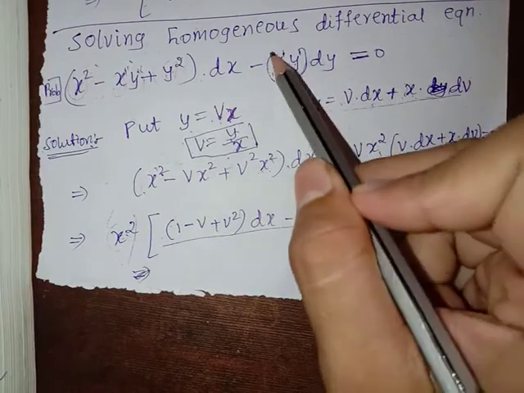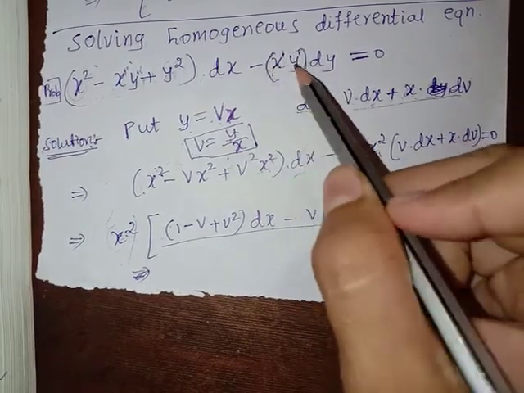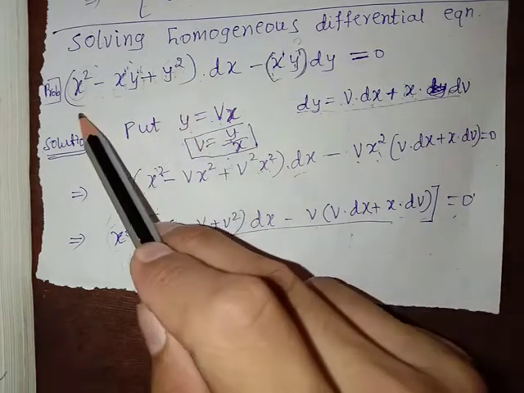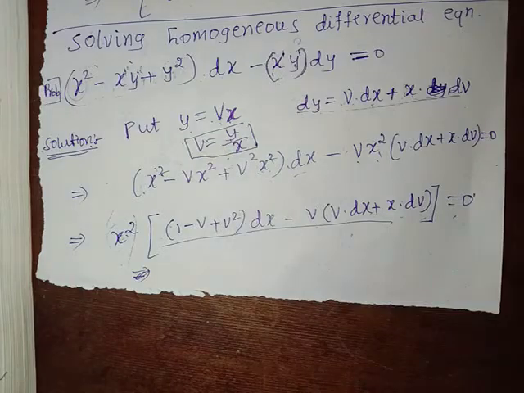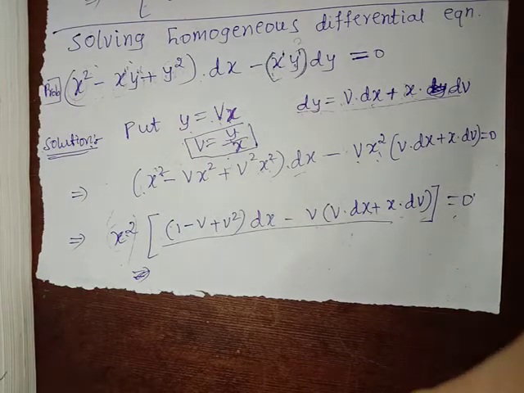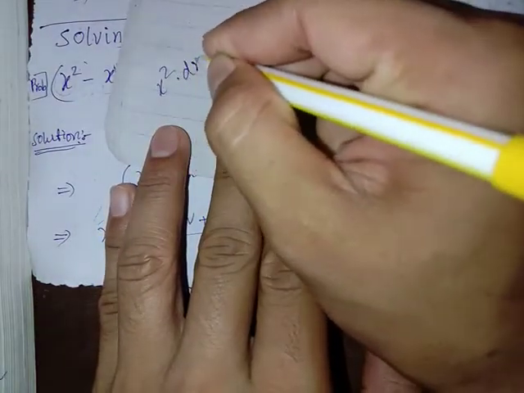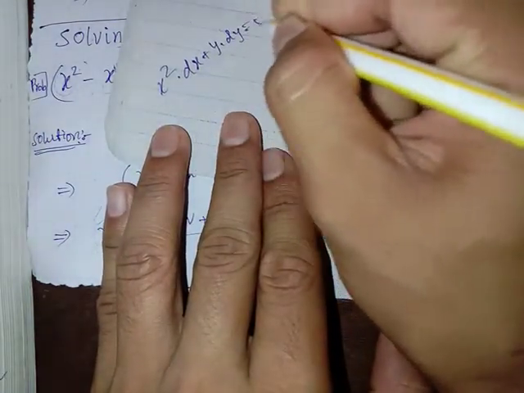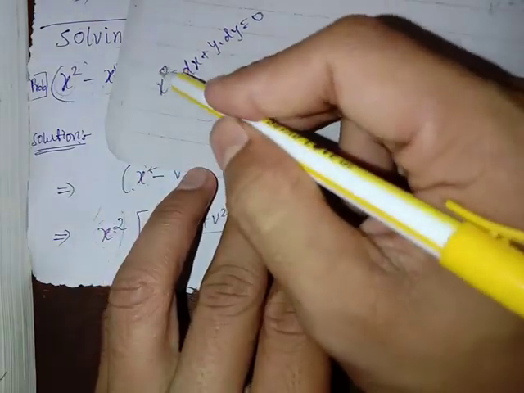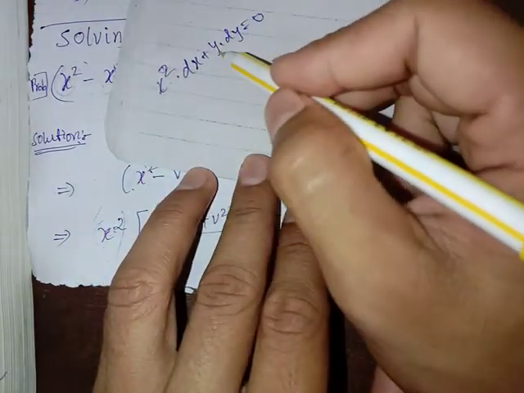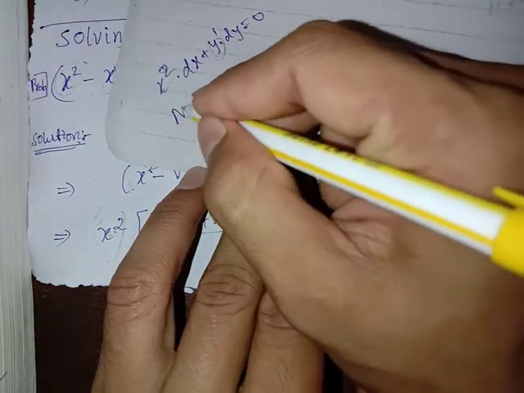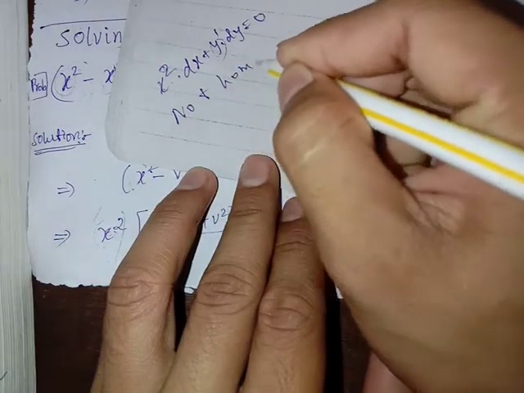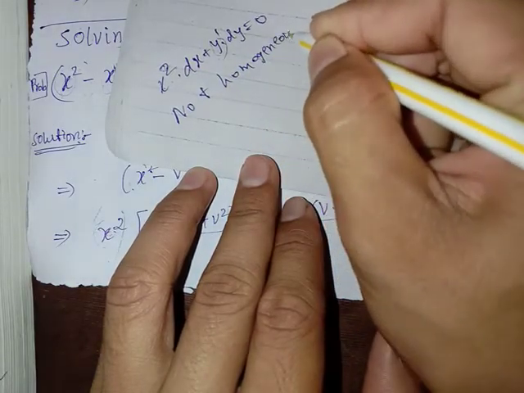And next another term is xy. The degree of this term is also 2. So we can say that this is a homogeneous equation of degree 2. For example, if we take another differential equation, for example, x square dx plus y dy is equal to 0. Here we can see that x square is of degree 2 and y is y raised to 1. The degree of this term is 1. So this is not homogeneous. Such equations are not homogeneous.